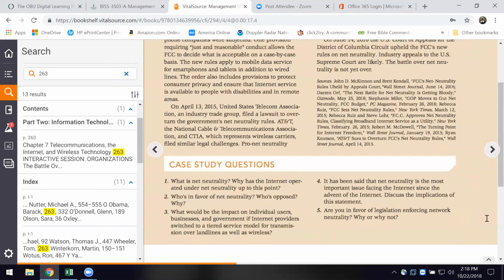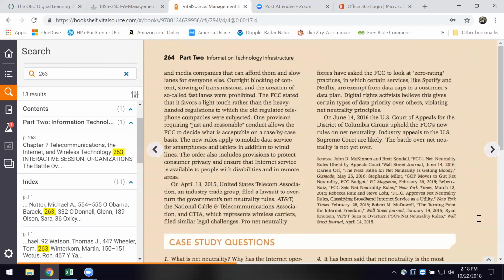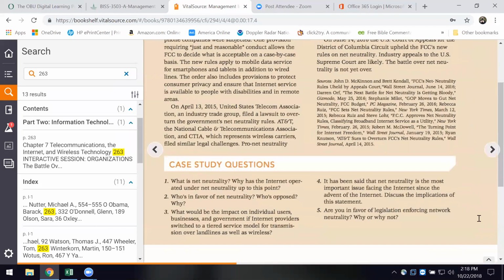Now, they're going to walk you through some questions, and those are over here on page 264. And so you say, okay, how should I organize my response? Well, here's what I want. You've got these 5 questions, okay? And they talk about, have you defined net neutrality? Who's opposed to, who's in favor? The impact on different user groups, individuals, businesses, etc. And they talk about the importance of the issue of net neutrality. And this is not the first time it's been visited.